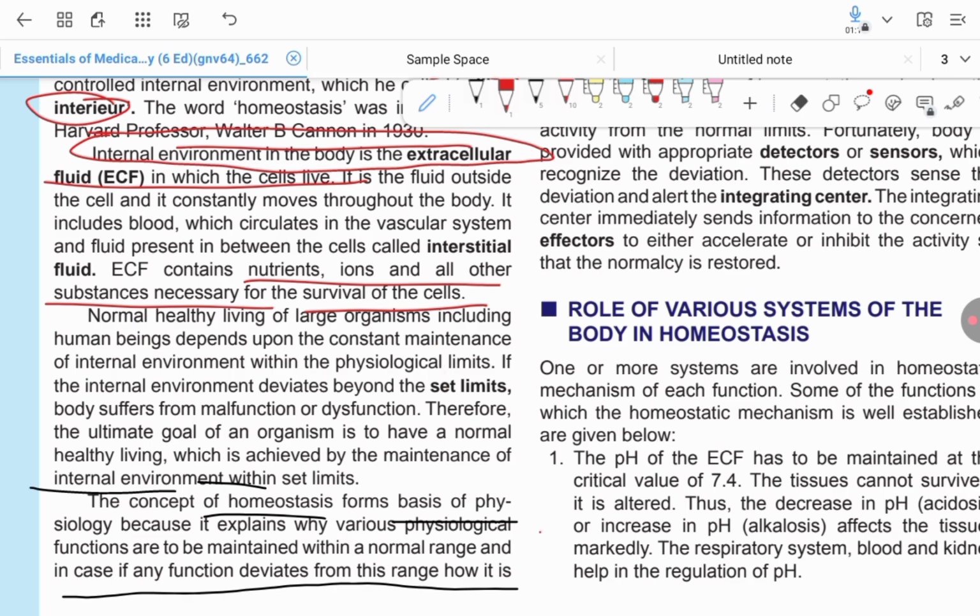Normal healthy living depends on the maintenance of a constant internal environment within the physiological limit. There are various physiological systems in the body, like the digestive system, the endocrine system, the nervous system, the locomotor system. We have to avoid change in those physiological systems. If there is any change, there is a development of pathology, a development of disease. A change in physiology is basically called pathology, and pathology is the study of disease. If they deviate beyond the set limit, the body suffers from malfunction or dysfunction. Therefore, the ultimate goal of the organism is the maintenance of the internal environment within the set limit.